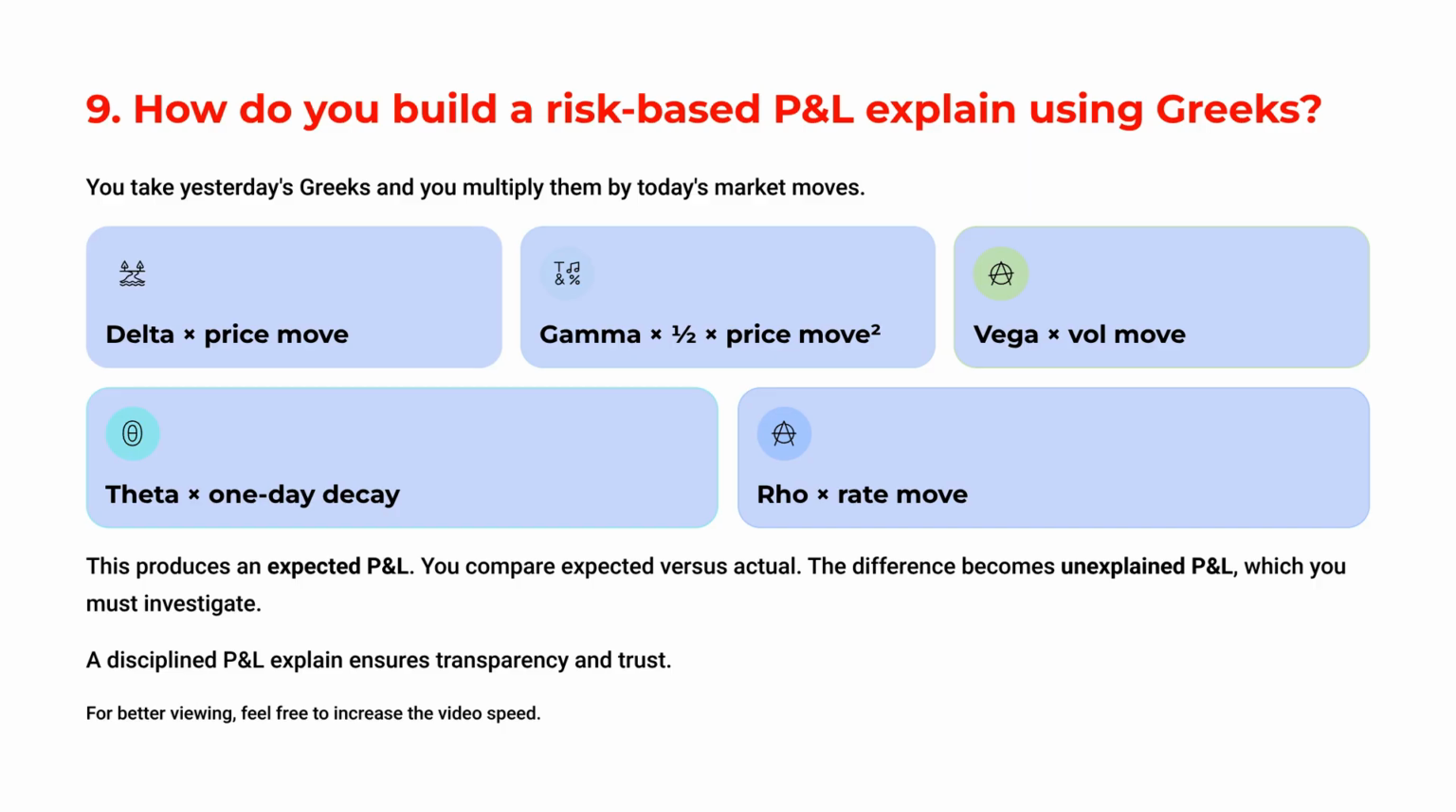You compare expected versus actual. The difference becomes unexplained P&L, which you must investigate. A disciplined P&L explain ensures transparency and trust.